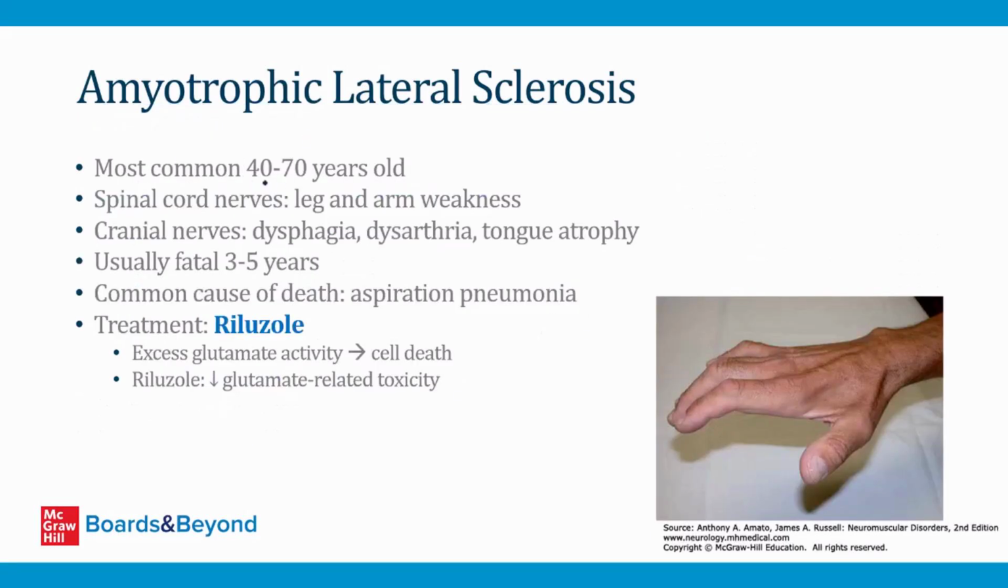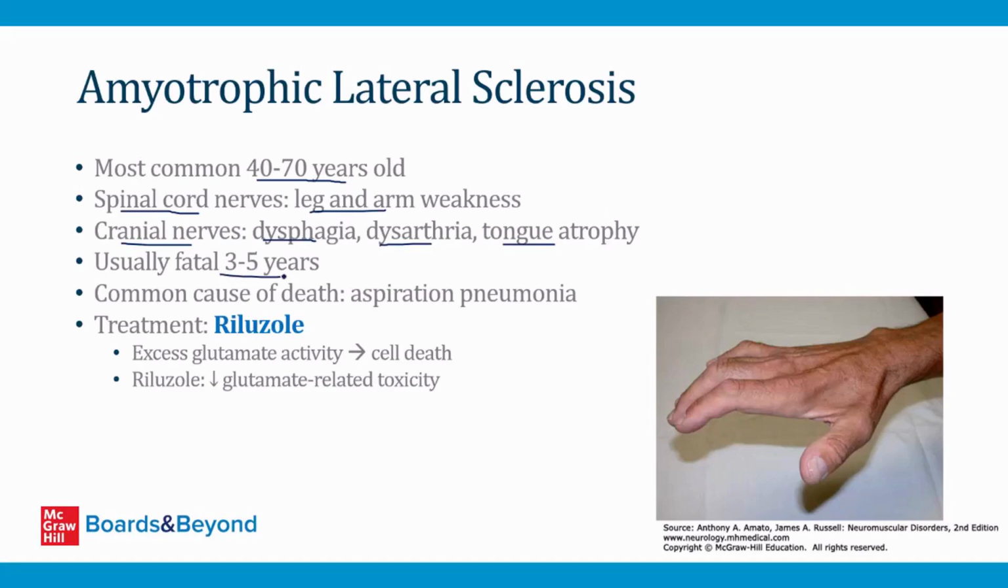ALS is most common in people who are 40 to 70 years of age, and it's going to develop slowly. Remember, Lou Gehrig was able to keep playing baseball with this condition. So in a board question, if somebody had symptoms that began suddenly a few days ago, that's not ALS. It's going to present with slow development over the course of months. Involvement of the spinal cord nerves is going to lead to leg and arm weakness. Involvement of the cranial nerves is going to lead to things like difficulty swallowing, that's dysphagia, difficulty speaking, that's dysarthria. You can also see atrophy of the tongue.